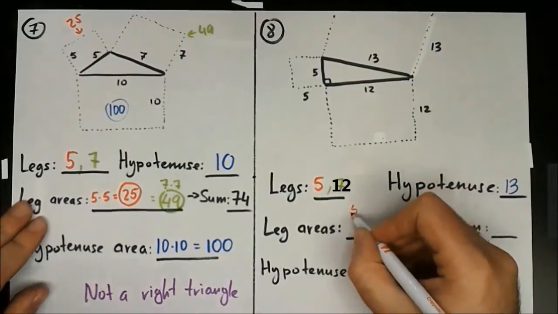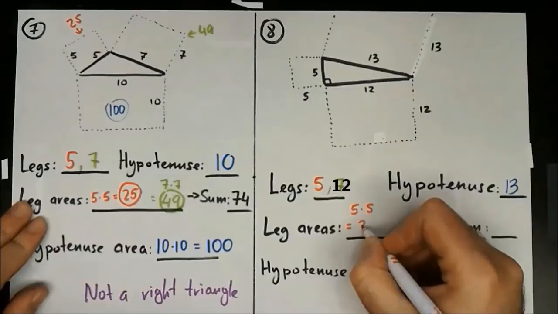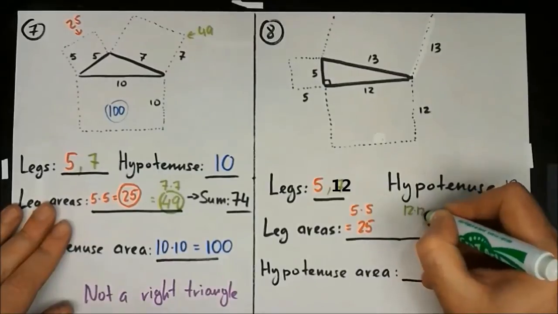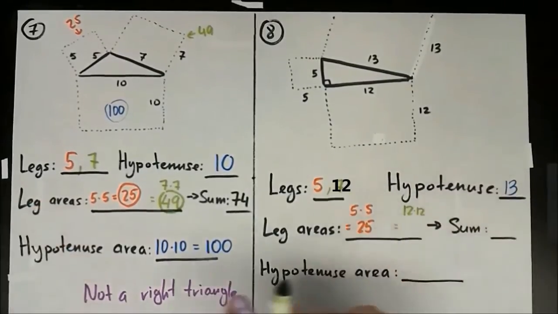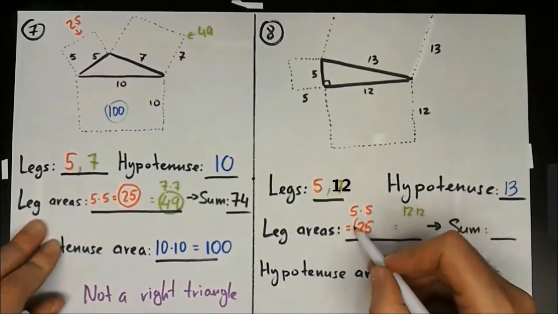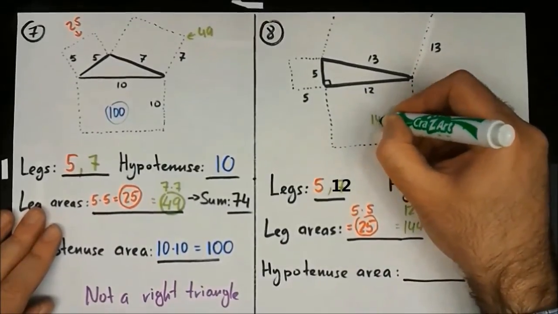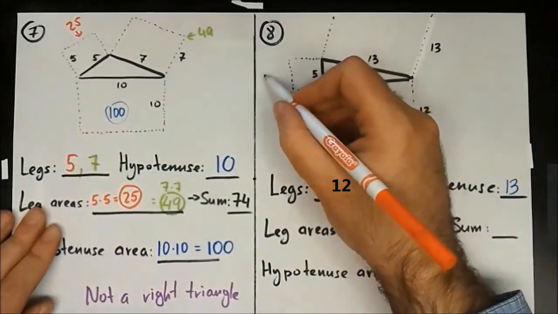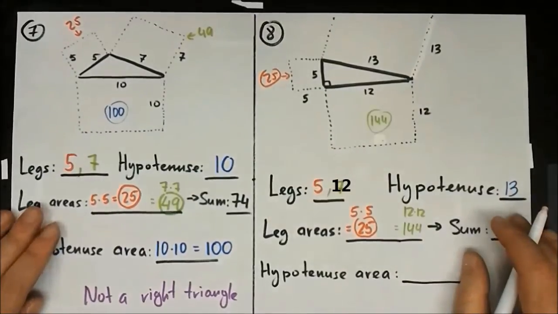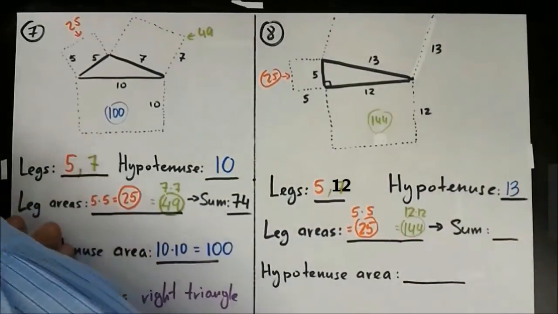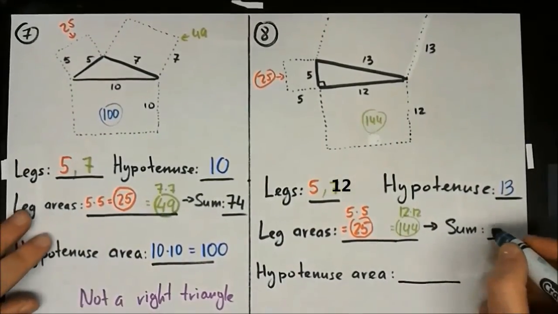Well, for the smaller one, it's 5 times 5, which gives us 25, similar to the last triangle. For the slightly longer one, we have 12 times 12, which of course gives us what? If you said 144, I totally agree with you. So this one right here is 144. This one is 25. And now we're going to add them together. What's the sum between the two? What's 144 plus 25? 169? Yep.